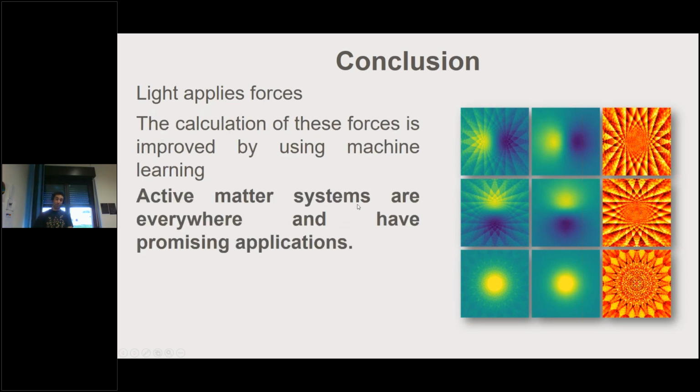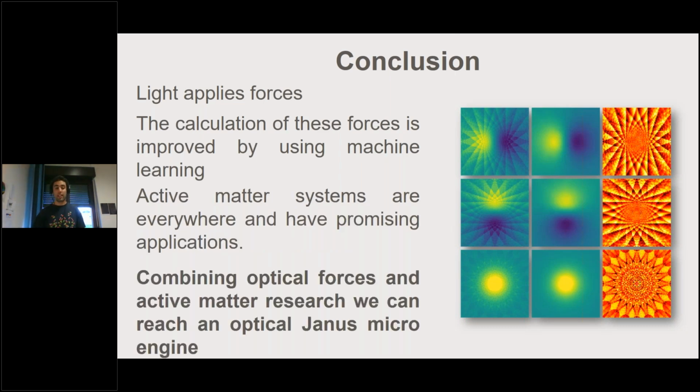And we have also explained what active matter is, why these systems are important for us, and what kind of applications they could be used for. And we have explained how combining optical forces and active matter research allowed us to reach this optical Janus microengine.